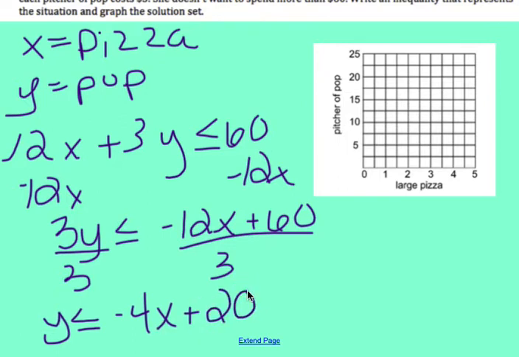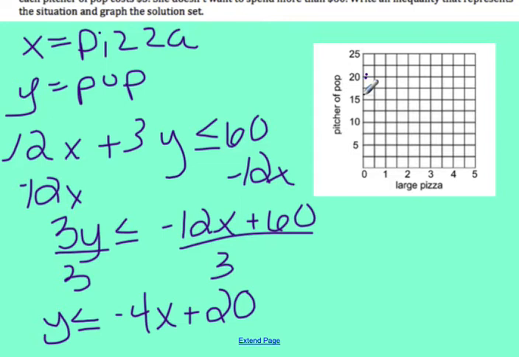So now we're ready to graph this. So I'm crossing the y-axis at 20, which is right here. And I'm going down 4. Notice if I were to go all the way down here, how it jumps to 15. So to go down 4, I have to stop just short of that so I don't cross that 15.